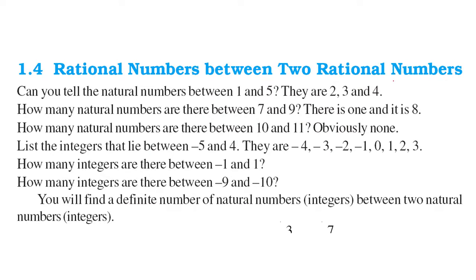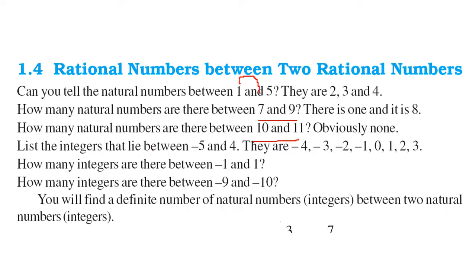Now, rational numbers between two rational numbers. So how many numbers are between these two natural numbers 1 to 5? You can easily count 2, 3, 4. How many between 7 and 9? It's 8. 10 and 11? There are none, because after natural number 10, 11 will only come.